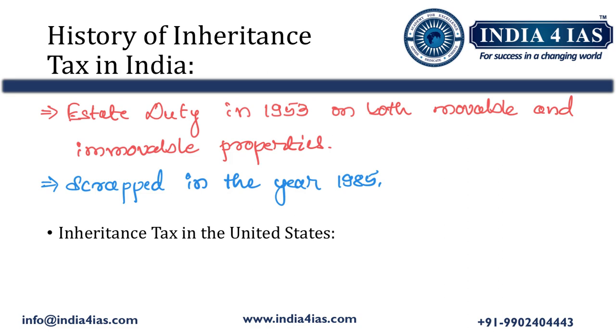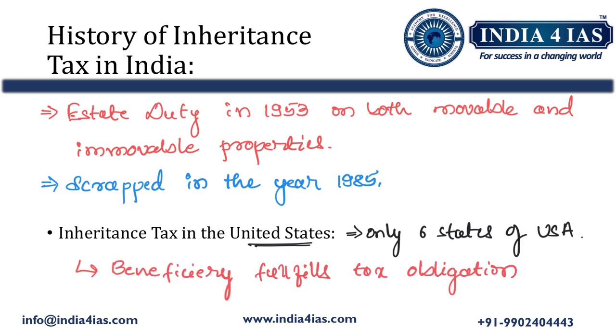Then coming to the inheritance tax that exists in the United States of America. The USA also has an inheritance tax. It is imposed by 6 states in the United States. Not all the states of the United States have inheritance tax, only 6 states. This inheritance tax in the USA is levied on money or property inherited from a deceased person. The beneficiary who is going to inherit the property is the one who fulfills the tax obligation. So this is about the inheritance tax in the United States.